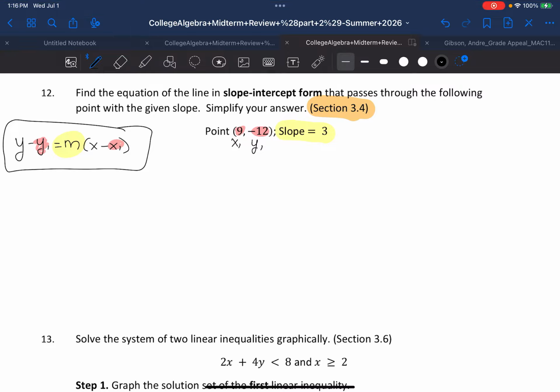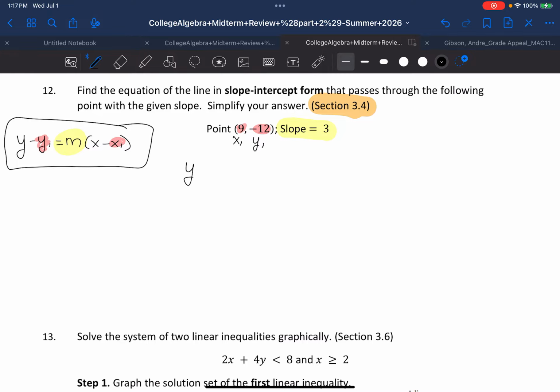So I'm just going to plug this information into this form. So this will give me y minus, and then y1 is negative 12, so that gives me a double negative there, is equal to 3, the slope, times x minus x1, which is 9.